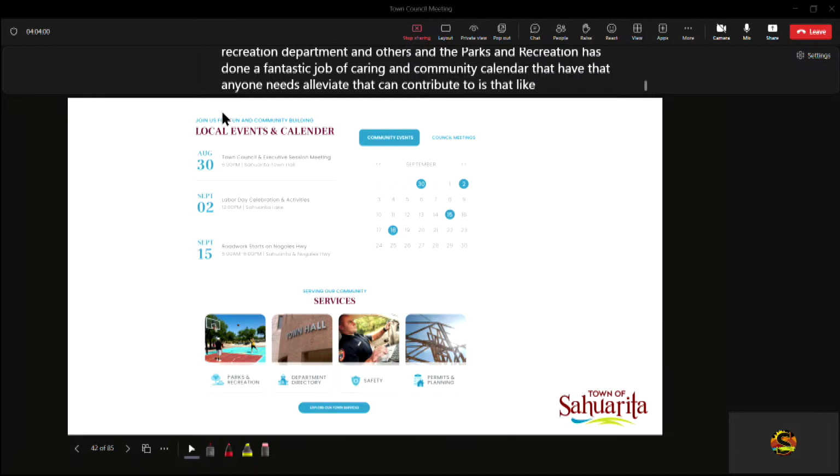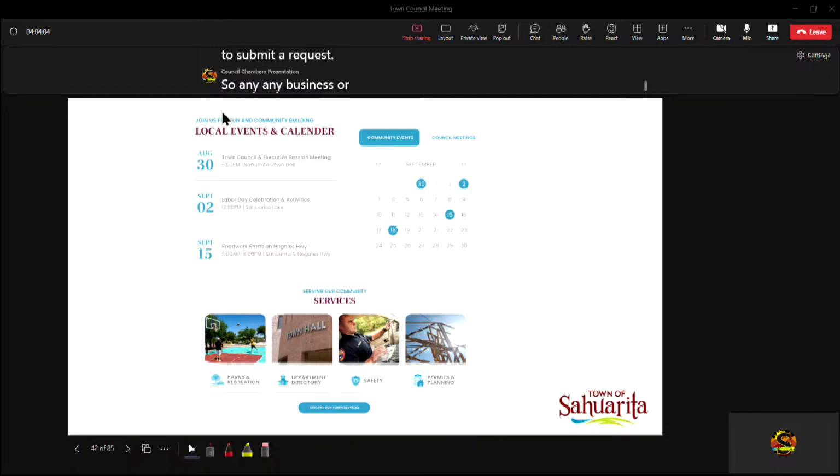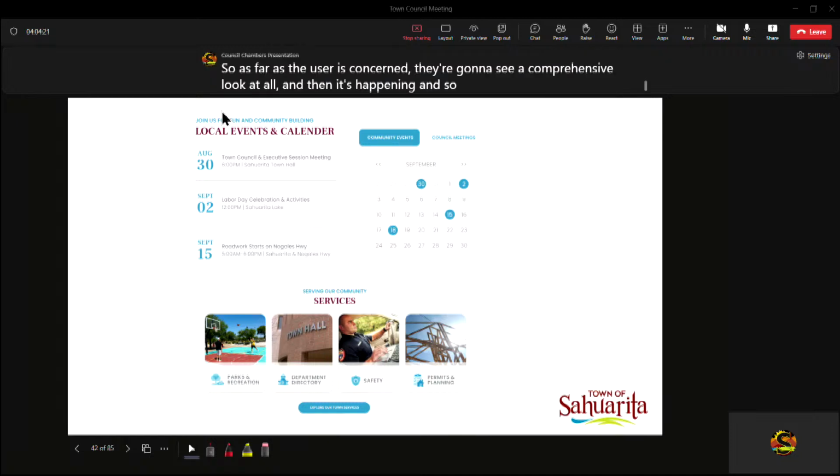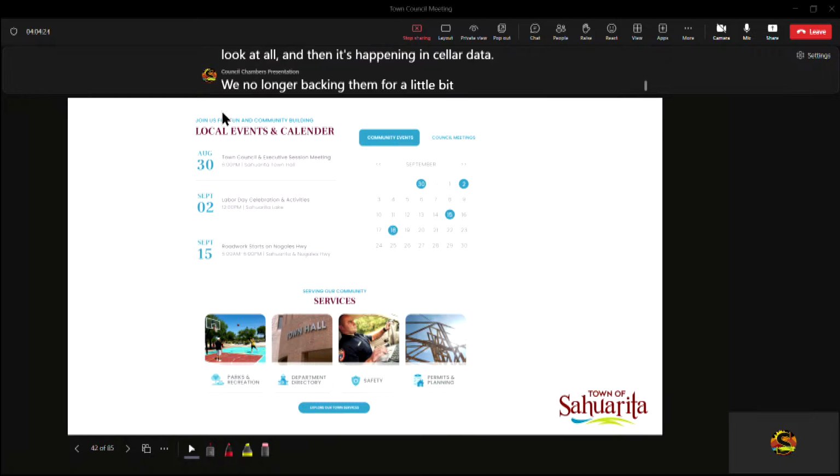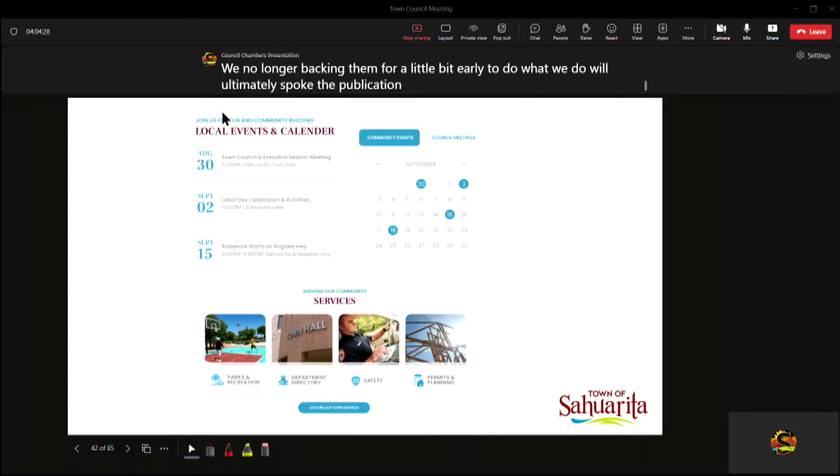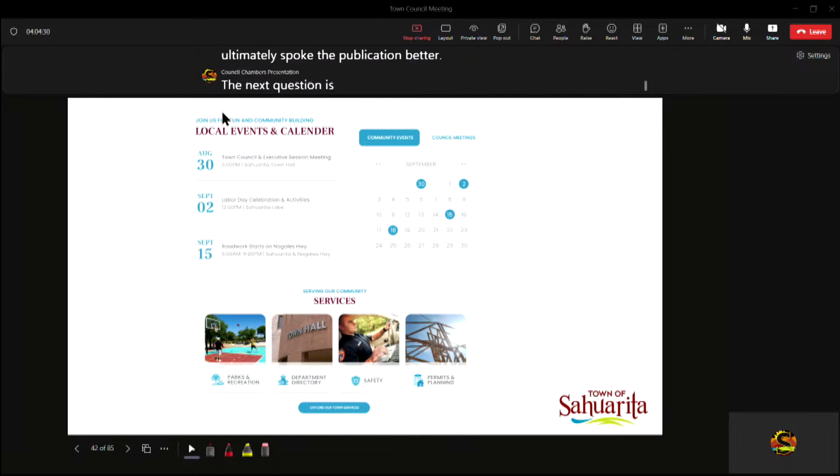They just have to submit a request. So any business or entity in Sahuarita can submit that. So rather than reinvent the wheel, we're going to take a feed from Parks and integrate it with our own events. So as far as the user is concerned, they're going to see a comprehensive look at all events happening in Sahuarita. We know on the back end it's a little bit to do, but we think it will ultimately serve the population better. The next section is key services.